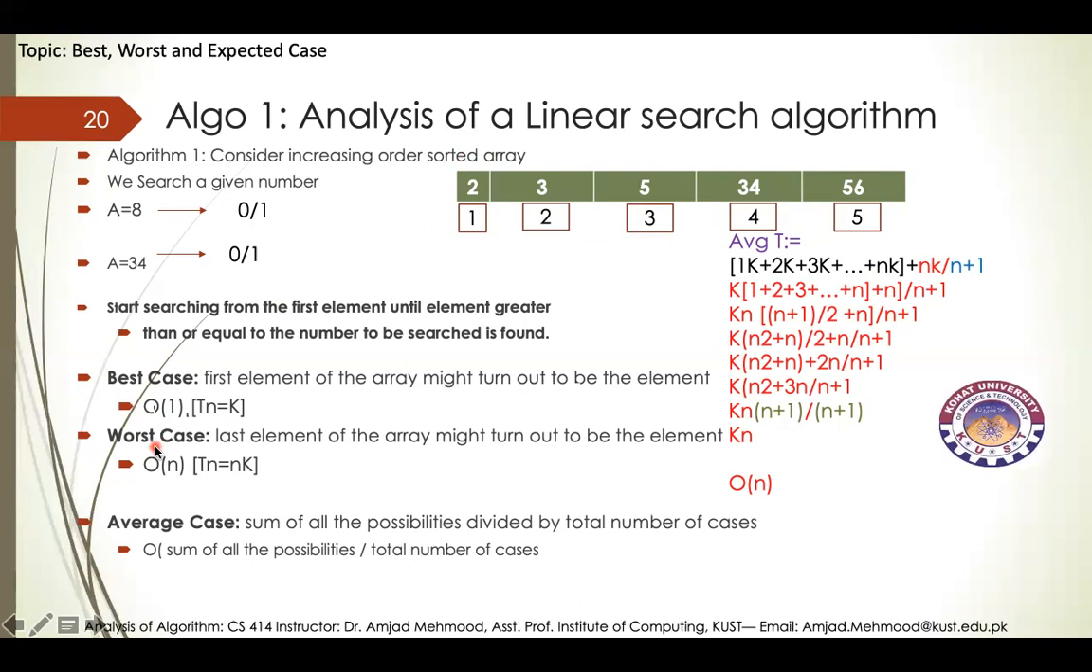So the worst case would be that if somebody asks this array, do you have 56? What it does is that it starts from the first one, and then it comes to the second, and then it asks the third, and then it comes to the fourth, and finally it reaches the fifth, or 56, where it finds its value. So that would be its worst case.